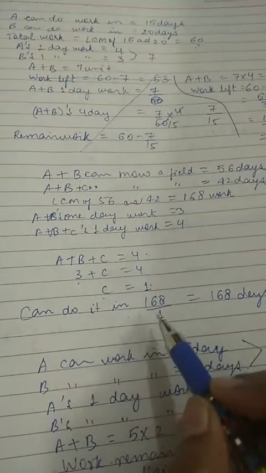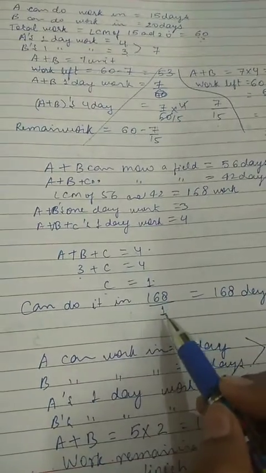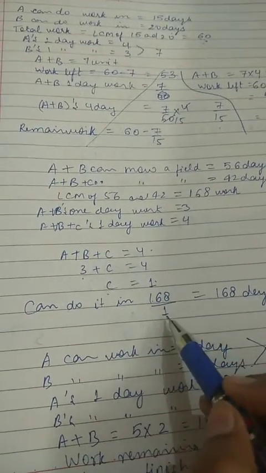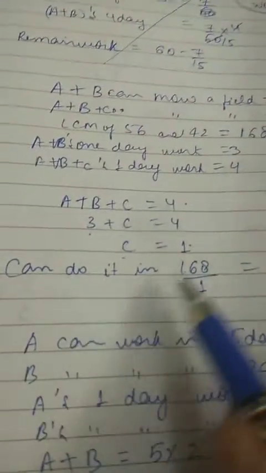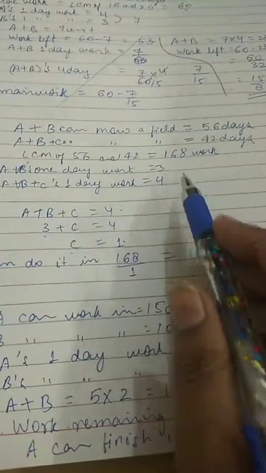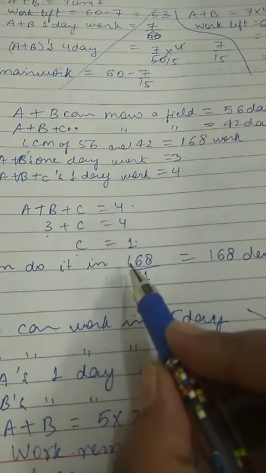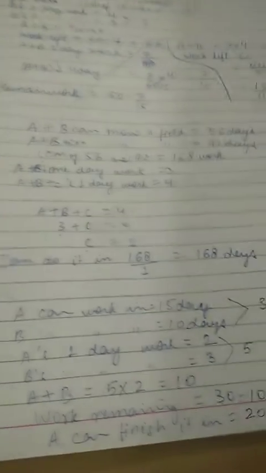So C can do it in 168 by 1 days. From here we found that C's capacity of doing work is 1. So in 1 day he can only finish one unit of work. The total amount of work is 168. So he will be finishing it in 168 upon 1, that is 168 days.